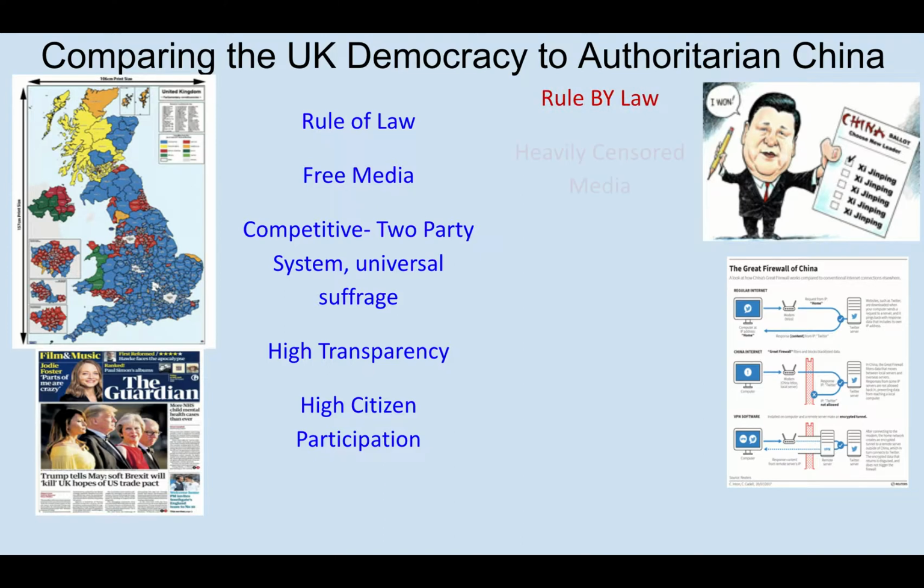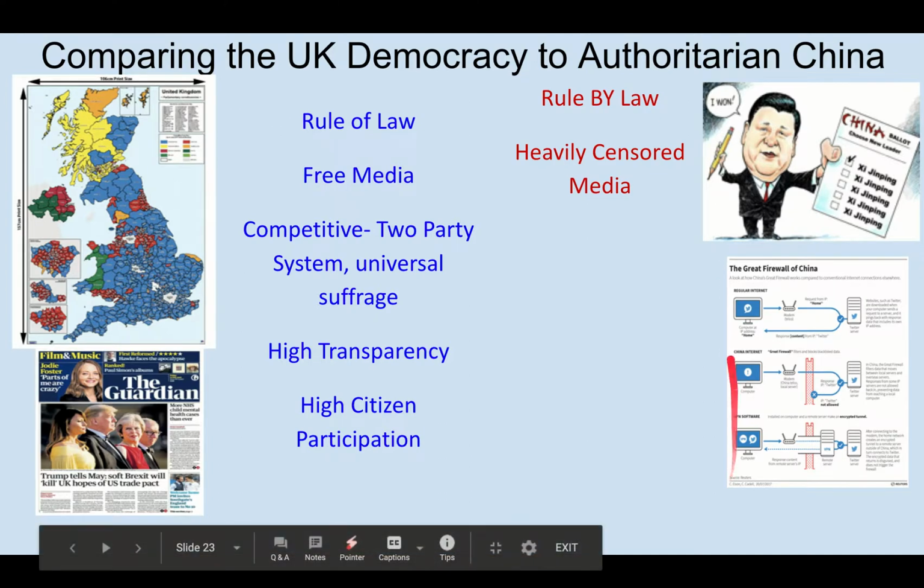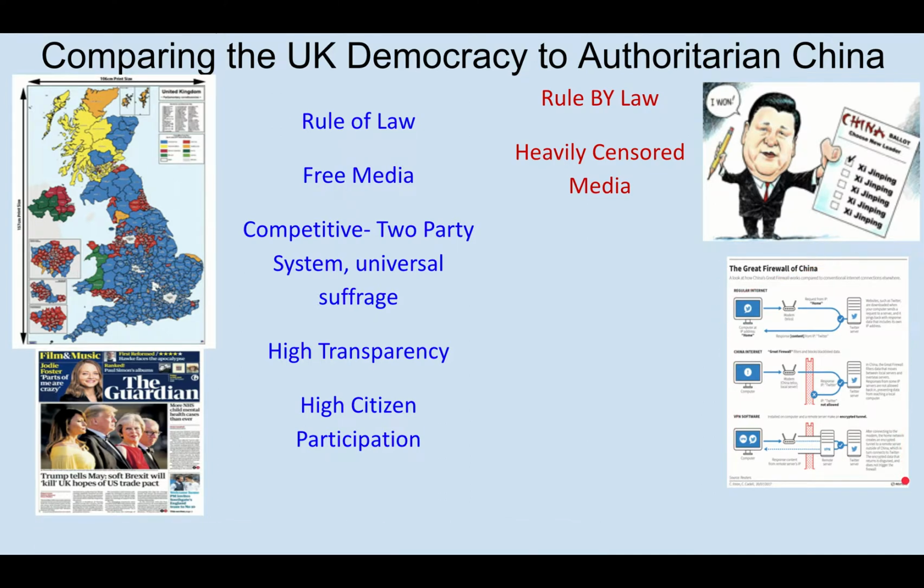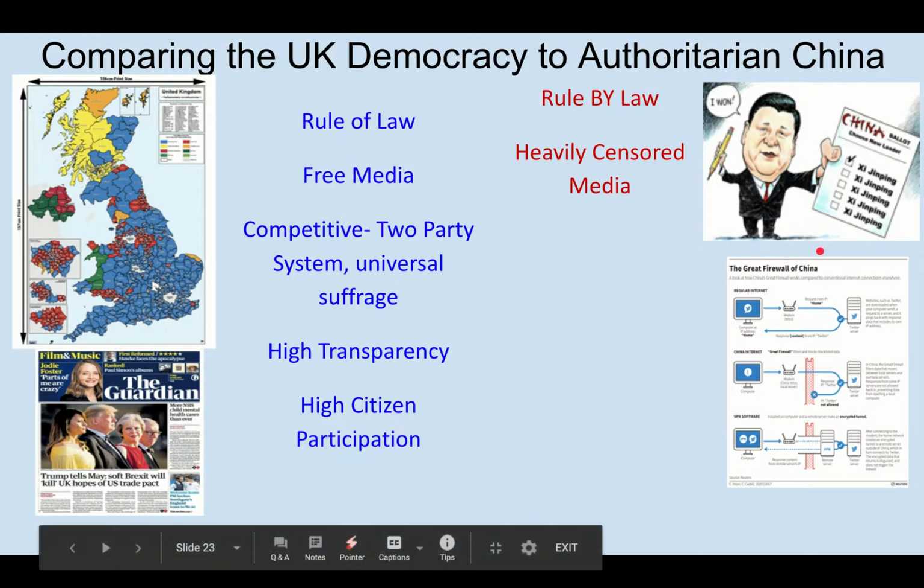In China, you've got rule by law, heavily censored media, the Great Firewall of China. I know this is really teeny and it's hard to see, but it basically is going to explain how China is able to censor what you are able to access on social media.